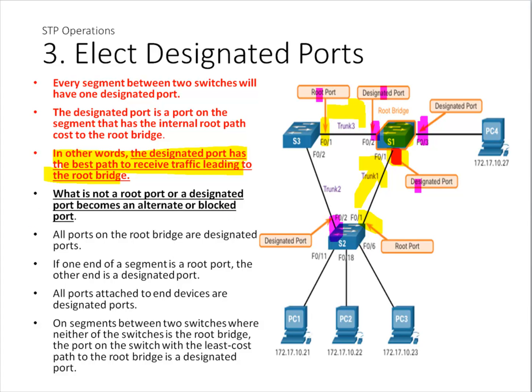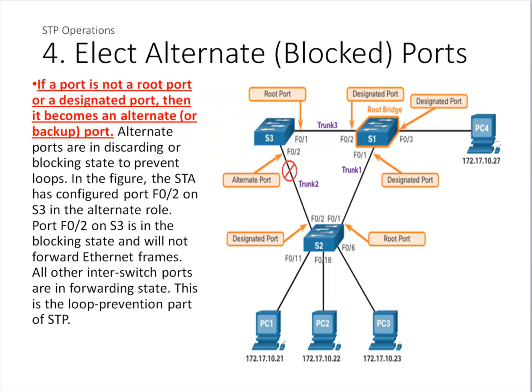Now moving on to step number 4. What does step number 4 mean? You have to block. So what do you have to block? A particular port you have to block. How do you decide? If it is a root port, leave it. If it is a designated port, leave it. Suppose it is not coming under any of these things, that port you have to block.